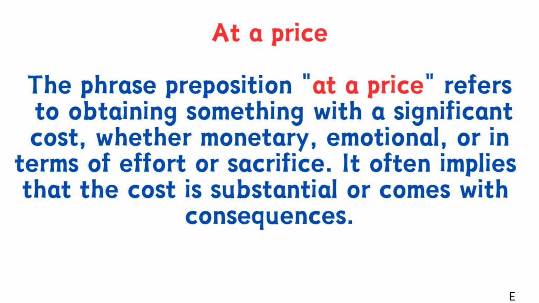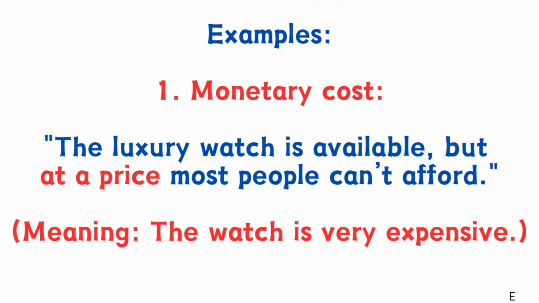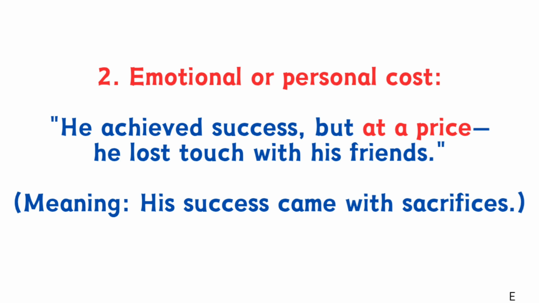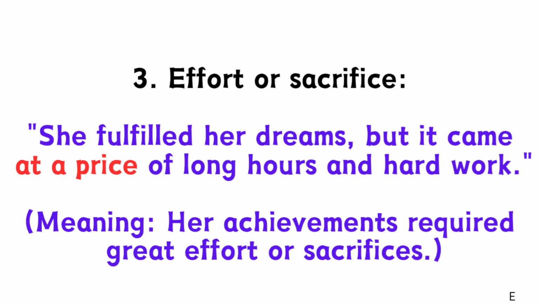Examples. 1. Monetary cost. The luxury watch is available, but at a price most people can't afford. Meaning, the watch is very expensive. 2. Emotional or personal cost. He achieved success, but at a price, he lost touch with his friends. Meaning, his success came with sacrifices. 3. Effort or sacrifice. She fulfilled her dreams, but it came at a price of long hours and hard work. Meaning, her achievements required great effort or sacrifices.